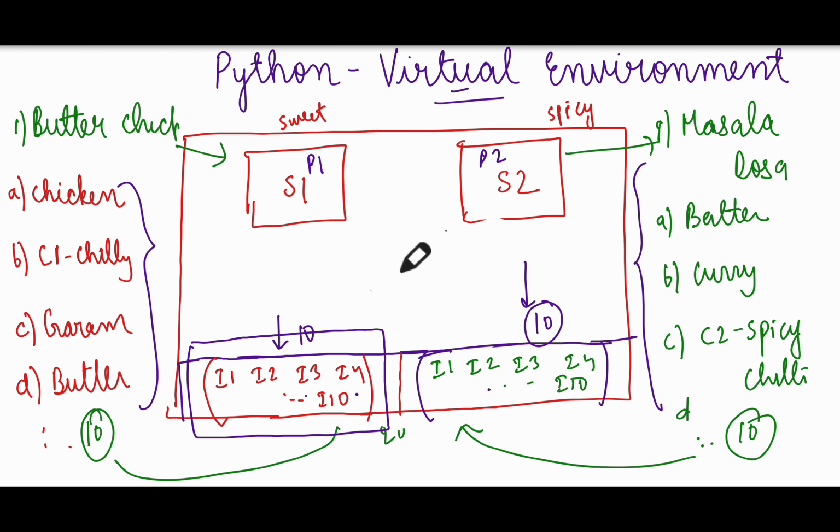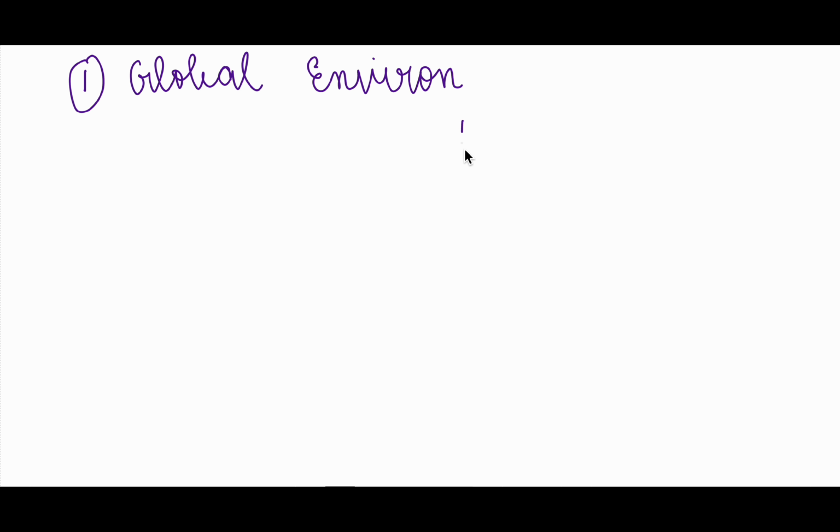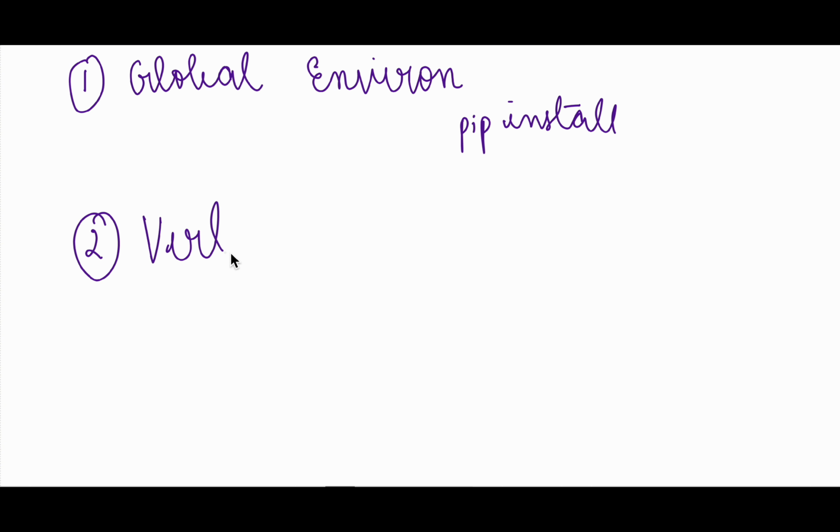Now let's discuss this in more detail. To begin with, in Python there are two types of environment. Always remember, one is a global environment, and the other is a virtual environment. So what is a global environment? It means that any library, when you do pip install, right? If you do pip install anything, by default it goes into the global environment. And the other one is a virtual environment, as I just spoke, and we will discuss that in the coming video.